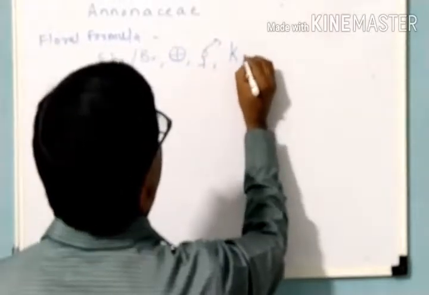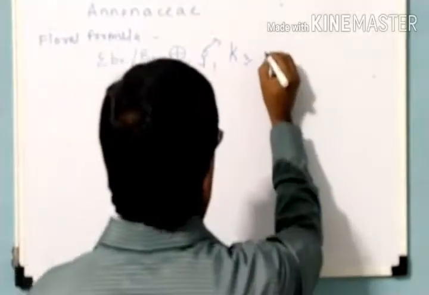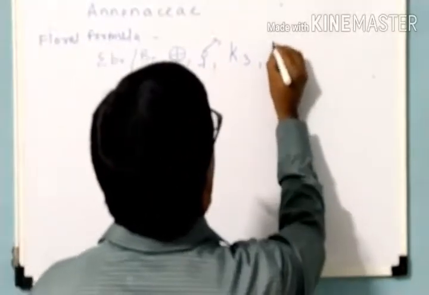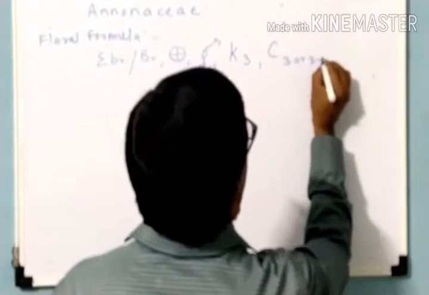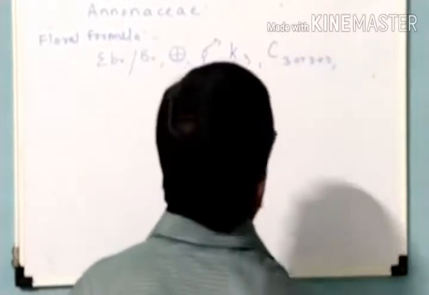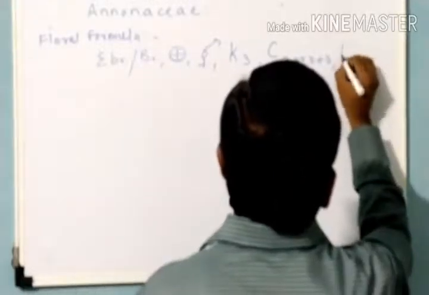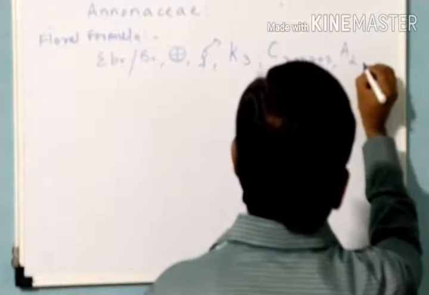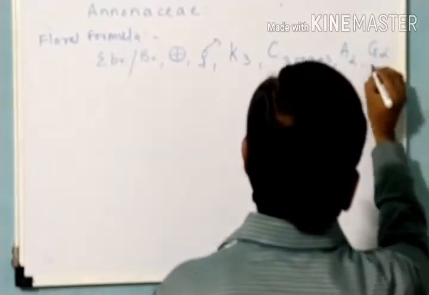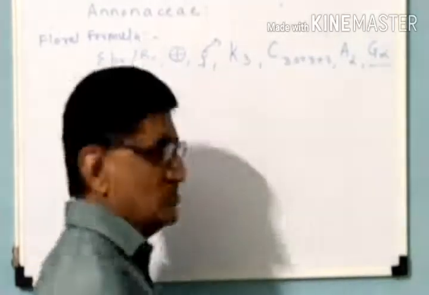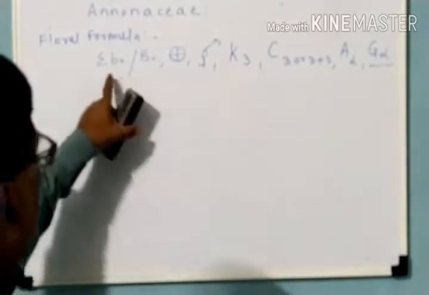Calyx 3, sepals free, valvate. Corolla 3 or 6 in two whorls. They are also polypetalous or free and valvate. Stamens many. Carpels many, superior gynoecium. This is the floral formula of this particular family. You can read the floral formula.